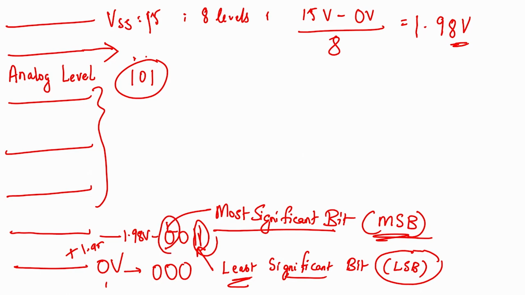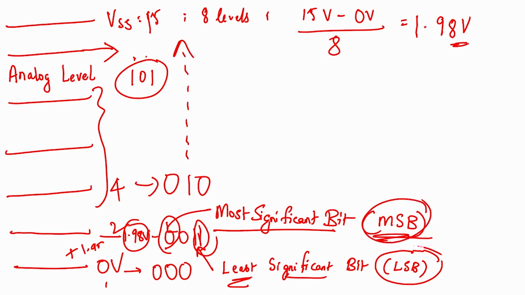So we understood that. So this will be like 1.98 into 3, let us say this is around 2 volt, this will become 4 volt and that will become 0 1 0, the next level. So like that. I will come back to why it is called MSB and LSB shortly. That will become clear to you when we understand how we convert digital to analog.